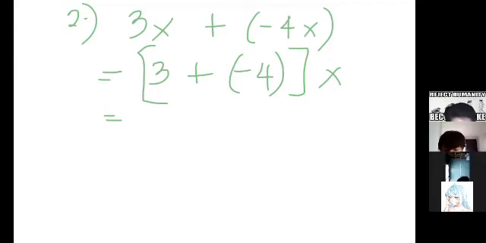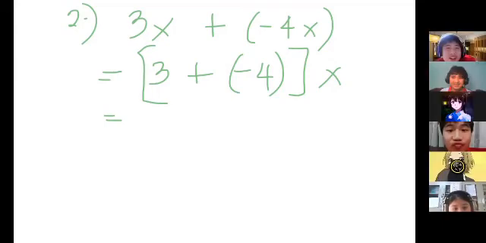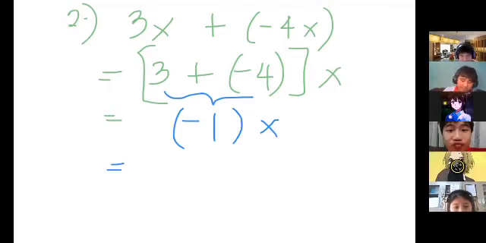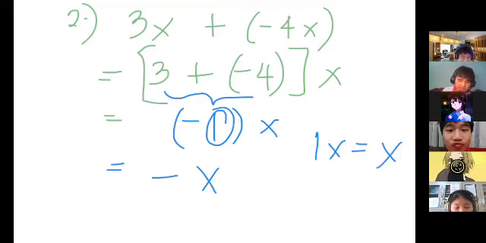Teacher, this one is the answer. Nothing, teacher. This one, the answer is negative x, right? That's right, because this is negative 1 times x. We don't need to write 1, okay? So we just write negative x. No need to put 1 because 1 times x is just x. So this is negative, so you write negative x, all right?